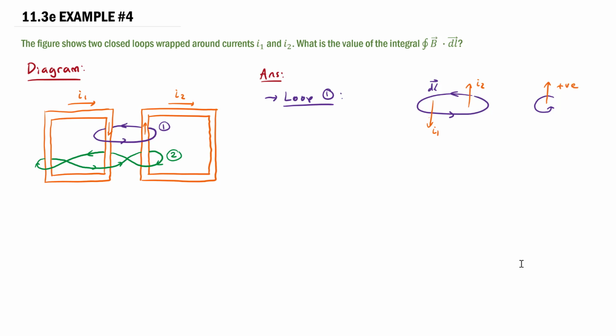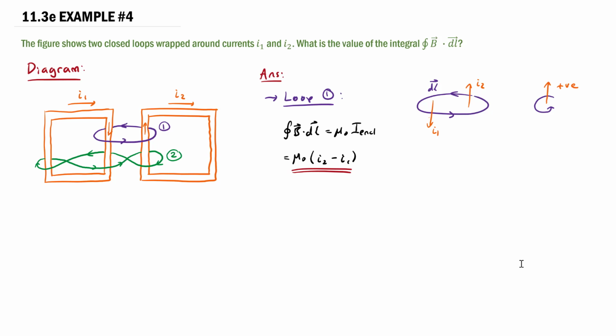This means that when I go to solve for the integral of B dotted with dl, I have mu naught times I enclosed. I enclosed is going to be, with up being positive, I2 minus I1. That is my answer for loop number 1.